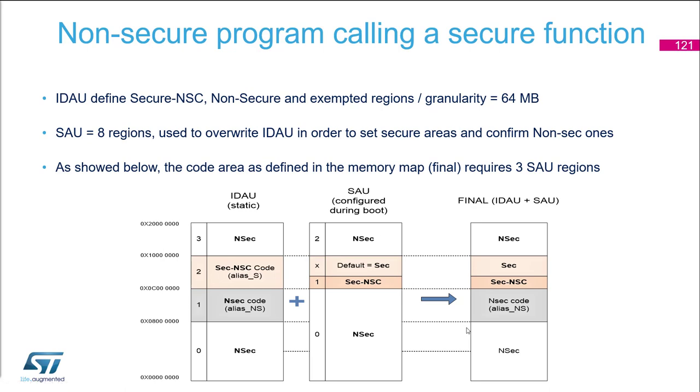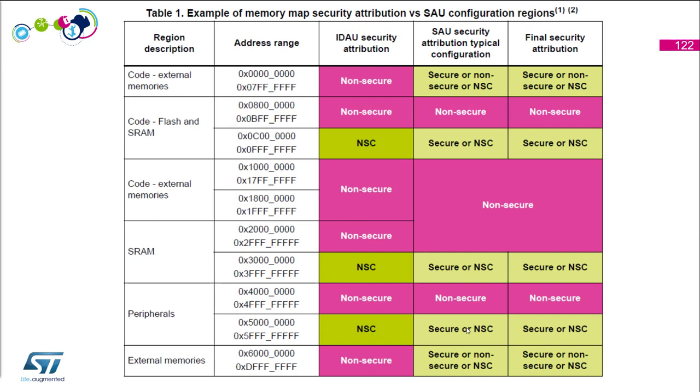Frankly speaking, it's not easy to understand, so I will try to explain it another way. Here I give you an extract from the reference manual of the L5. It shows you the IDAU attribution by default and the SAU that is typically done. Then you've got the final attribution. What is interesting here, we can see the code flashed on the SRAM, which is aliased as non-secure address and the secure address. We've got the same scheme for the external memory, the SRAM, the peripherals. So the configuration is not so easy to understand.